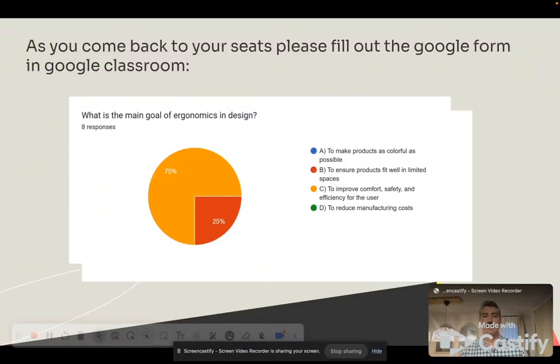Looks like we have two answers here. Maybe, does someone want to share why they got B? Have a discussion about why B and C are both somewhat good answers, but C really encapsulates more of ergonomic design.